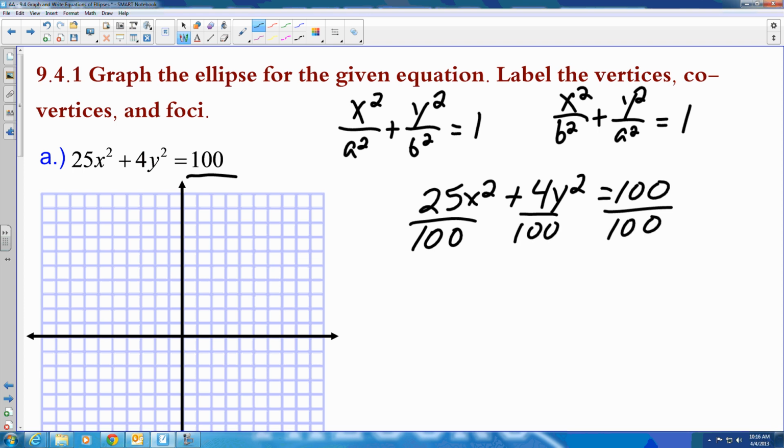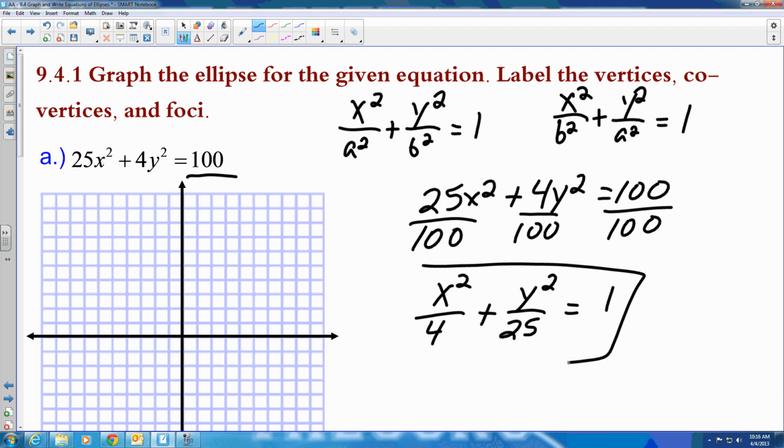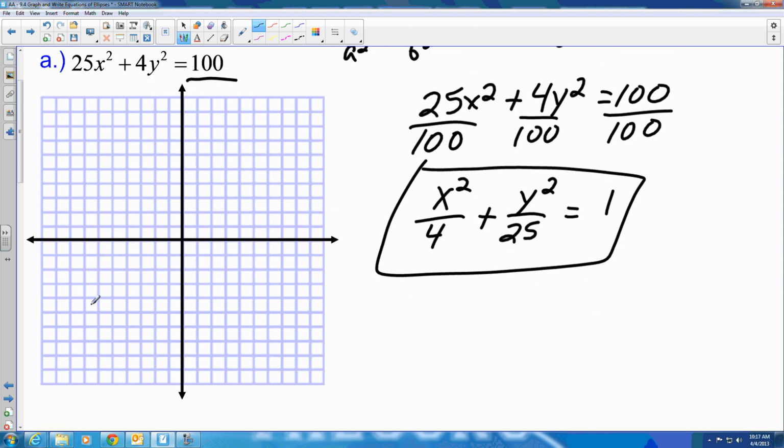So if I take 25 divided by 100, it's going to be x squared over 4 plus y squared over 25. And then 100 divided by 100 gives me 1. So now I already have the standard equation to help us graph our ellipse. From here, I noticed that my 25, which is the larger number of the two, is under my y. So that means that this is going to be my a squared, and this is going to be my b squared.